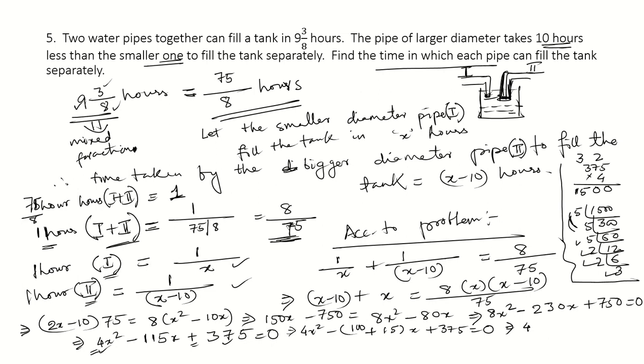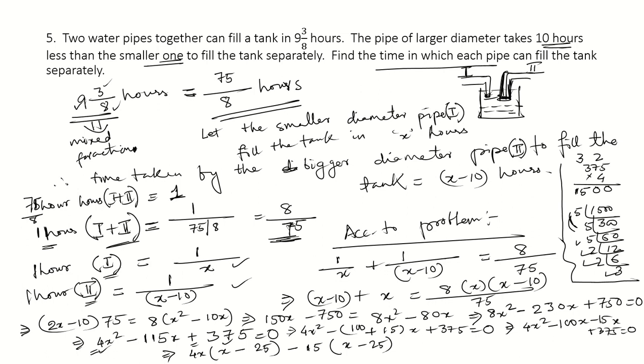Then we get 4x squared. We expand the terms: minus 100x minus 15x plus 375 equals 0. Then we take 4x as common from the first two terms. We get x minus 25 from 4x and 100x. From the second two terms, 15x and 375, we take minus 15 as common.